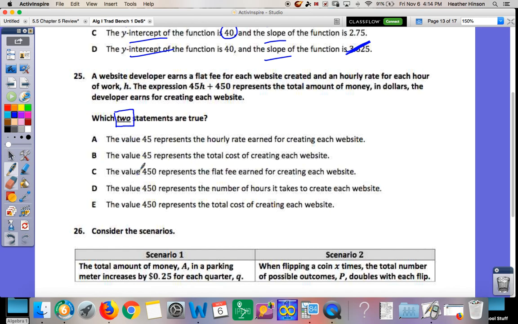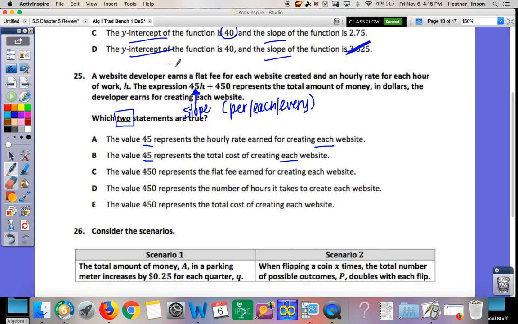So looking at our answer choices, it says the value of 45 or the value of 450. So let's look at 45 first. Where is 45 in our expression? It is in place of what? Slope or y-intercept? That's in place of slope, which means you need a per, each, or every word, a rate word. The only problem here is we have two. They both say each website, so we really have to go think about this. Is it the hourly rate you earn for each website, or is it the total cost for each website?